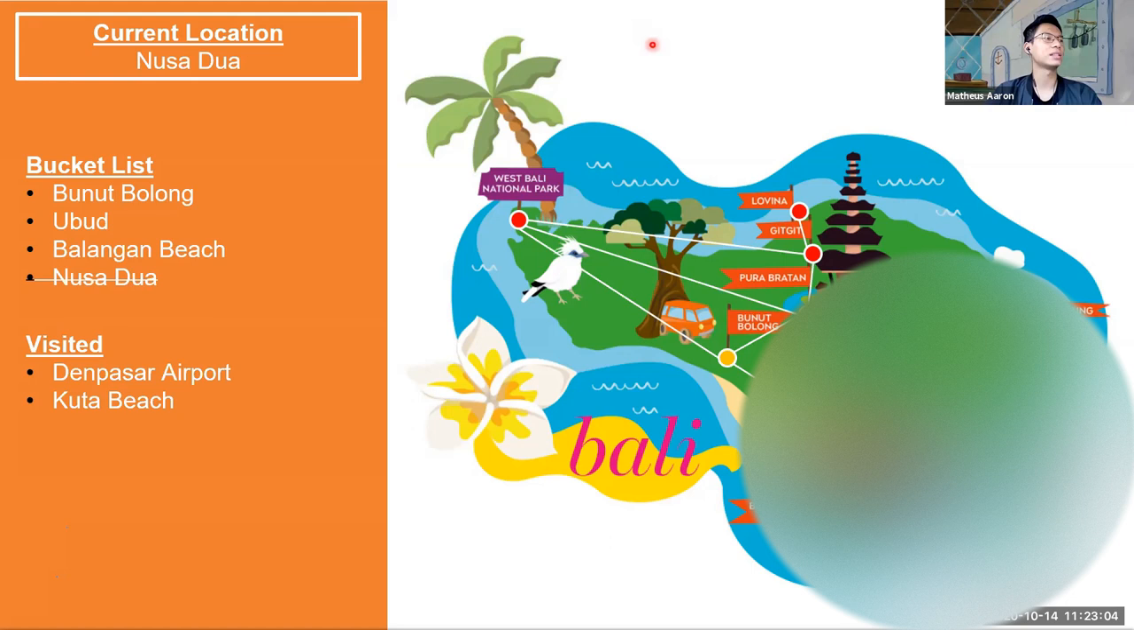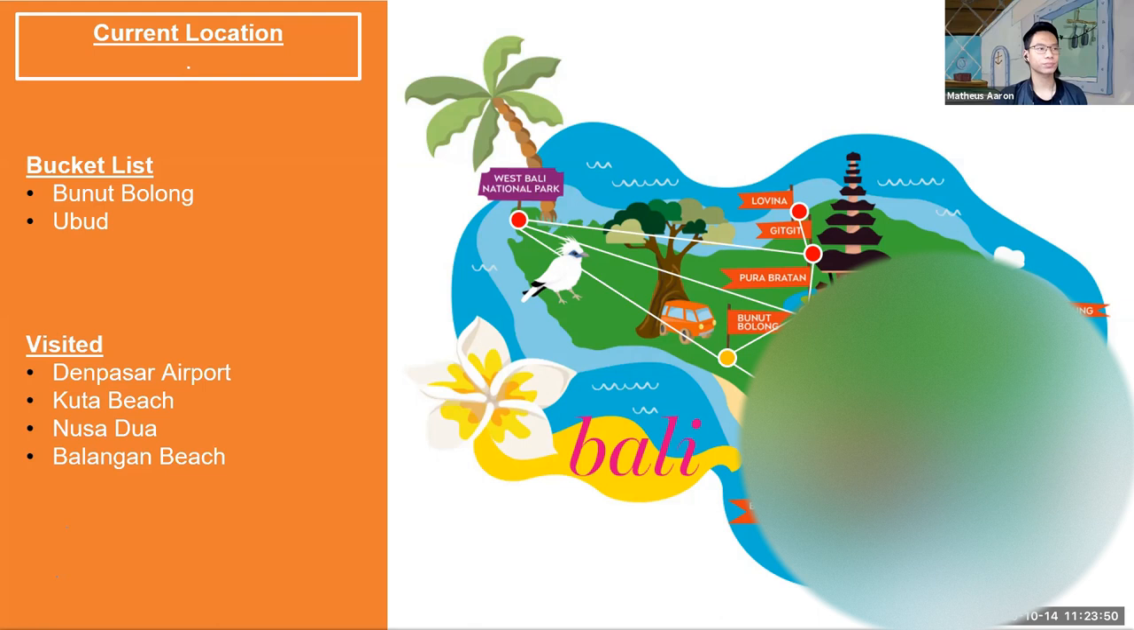Now from Nusa Dua, I know that I can go to Kuta and Balangan Beach, those adjacent points. But Kuta and Balangan Beach are already in the visited list and bucket list, so I don't need to write them out again. Pay attention that if the places that I can visit, or my neighbors, are already in my bucket list or visited, I don't need to add them anymore. Same, I'm done with Nusa Dua, I put it in visited, and I go to Balangan, where my neighbors are Kuta and Nusa Dua, which I have visited before, so I don't need to add them anymore.